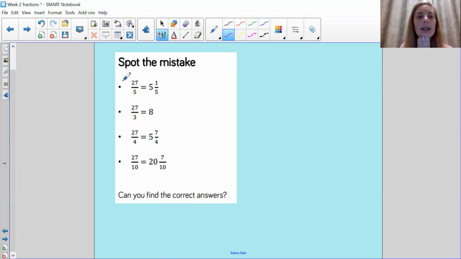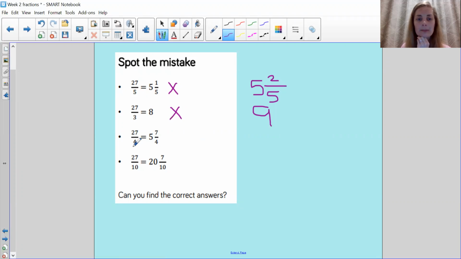Right, so let's go through them. So 5 goes into 27 5 times, and I'm then going to be left with 2 fifths. So therefore, that one is incorrect. 3 doesn't go into 27 8 times. How many times does 3 go into 27? It goes 9 times. So that one is incorrect.